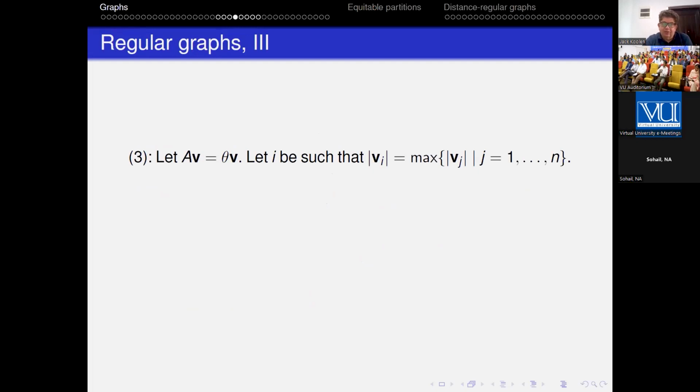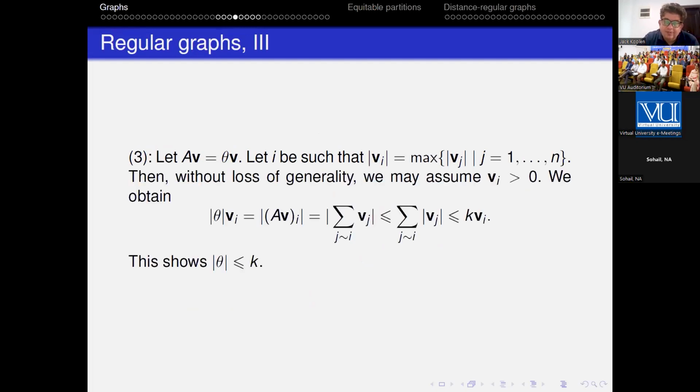Now we show that all the eigenvalues are at most K in absolute value. So now we assume that Av is theta times v. Let i be the index such that the absolute value of vi is the maximum of the vj's. And we may assume without loss of generality that vi is bigger than 0, because if it was negative, we can always multiply the eigenvector with -1, and then it's still an eigenvector.